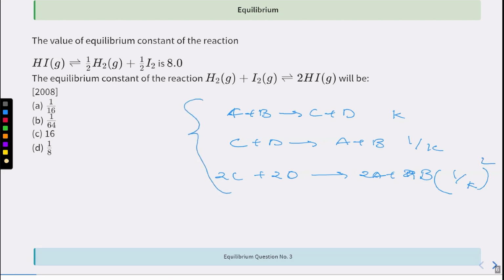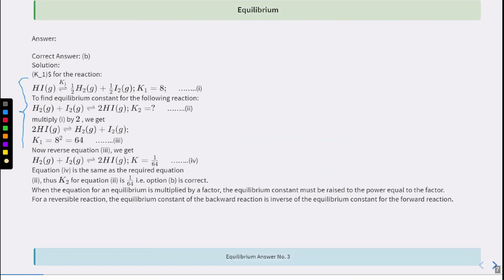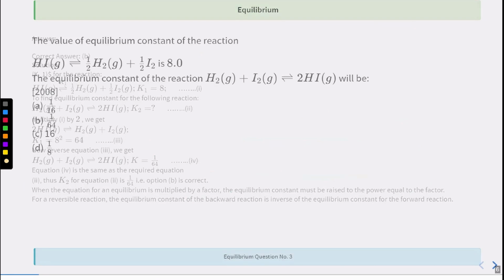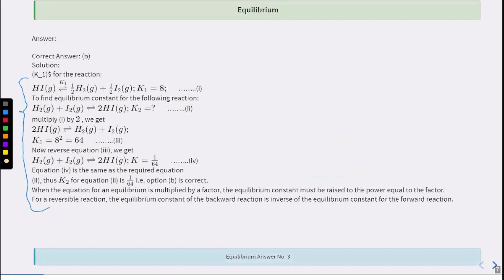Now look at this. Initially, you had this equation, and they had this K value. So let's leave the K value for now. Then what you did was you just reversed the equation, so that K would become 1 by K. And then if you notice, you have multiplied the entire equation with 2, so then that would just become square. Make sense? That is what this entire big definition is. But I hope you got the concept over it. You just have 1 by 64. That's your option B. So I hope that it's clear. It's a very simple question.